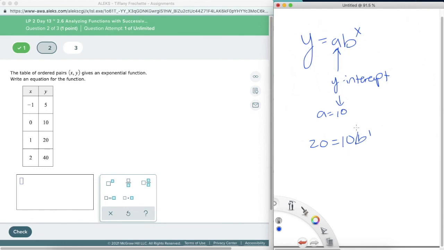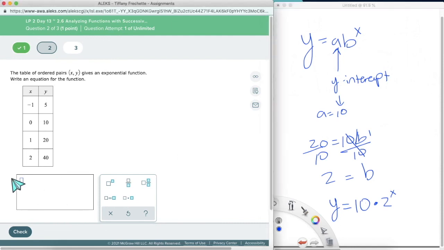So now I'm going to divide both sides by 10, and I get 2 equals b to the first power, or just b. So now I have my b term, and I can go back in and plug this in. So I have y equals 10 times 2 to the x power. And y and x go back to y and x when we write this as an equation. We only plugged those in so that we could figure out the missing piece there. So y equals 10 times 2 to the x power. Alrighty.